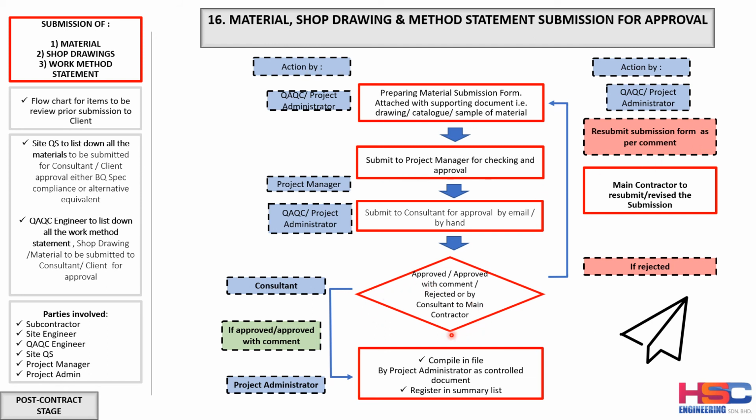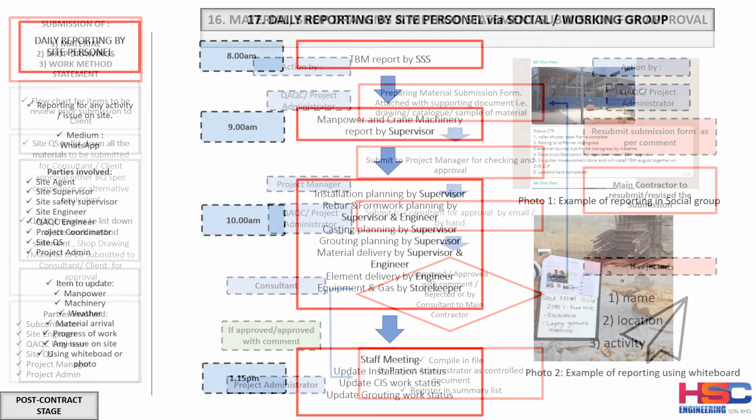And then if it is approved or approved with comment, the project admin will record properly, compile the document in a file, and register it in the summary list when the approval is received. Okay, also record what the comments are for those approved with comment. Make a summary table of all the documents, whether material, shop drawing or method statement, that have been submitted for approval. Okay, once it's approved, then next slide.